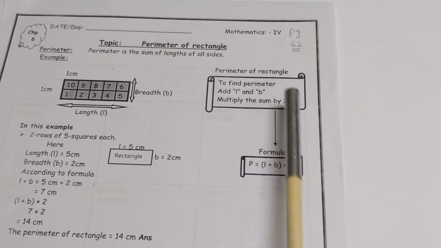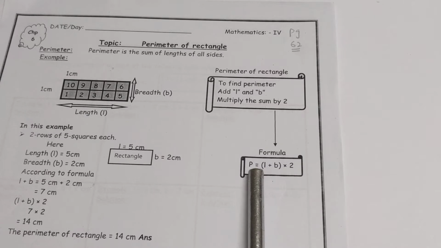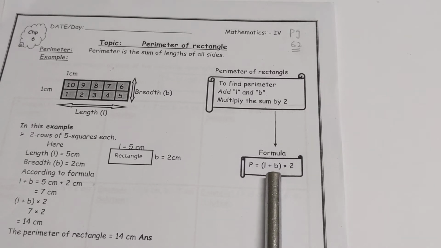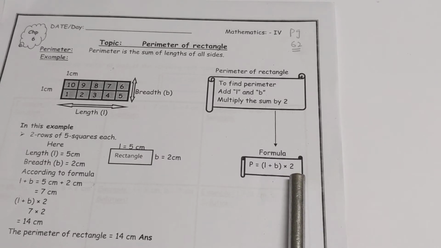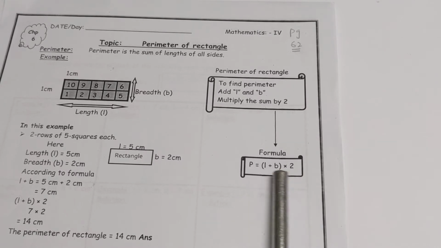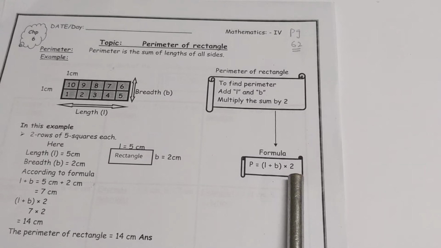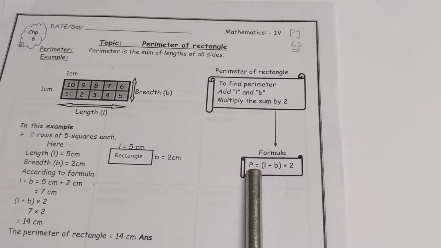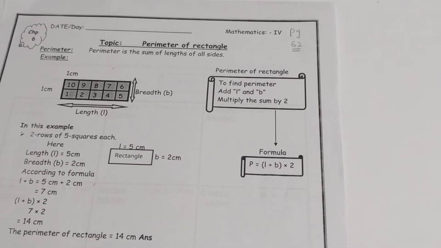Whenever you have to find the perimeter of the rectangle, you have to use this formula. What is the formula? P for perimeter is equal to L for length plus B for breadth, multiplied by 2. Firstly you will add the length and breadth, then you will multiply that answer by 2. That will be the perimeter of the rectangle. Got it? Now here is a question, what is a rectangle?